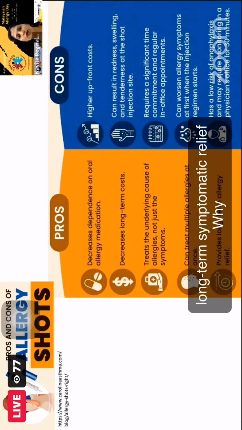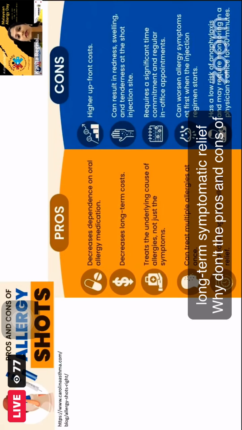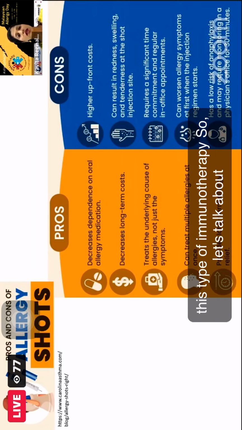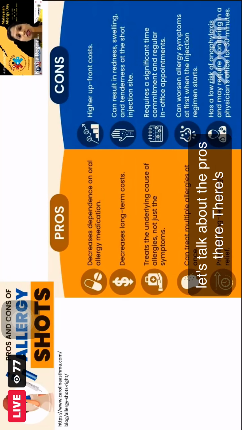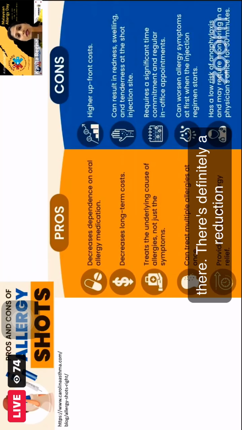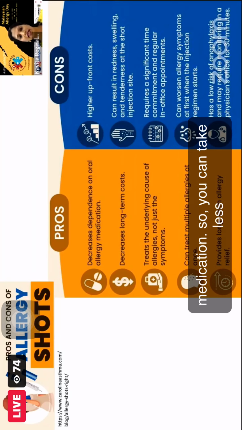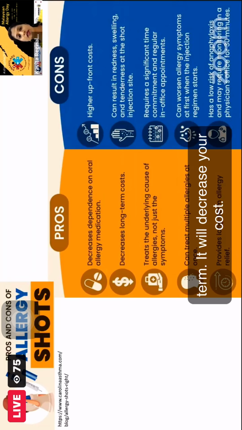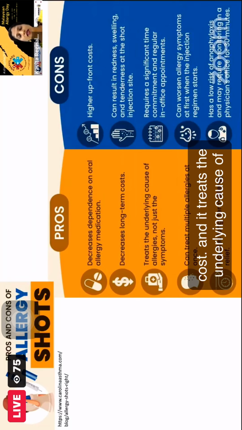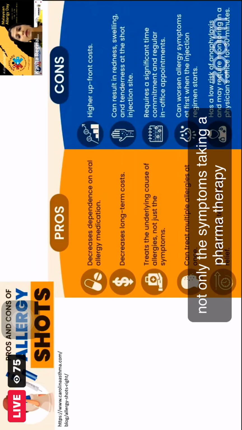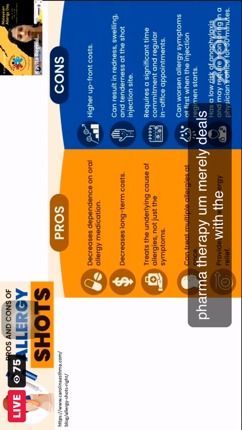What are the pros and cons of this type of immunotherapy? So let's talk about the pros first. There's definitely a reduction on the dependence of medication. So you can take less allergy medication. Long term, it will decrease your cost, and it treats the underlying cause of allergy and not only the symptoms. Taking a pharmacotherapy merely deals with the symptoms alone.